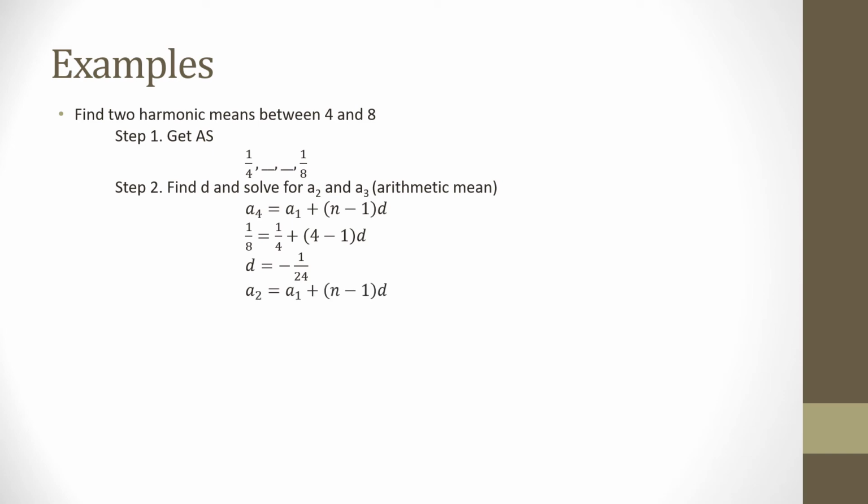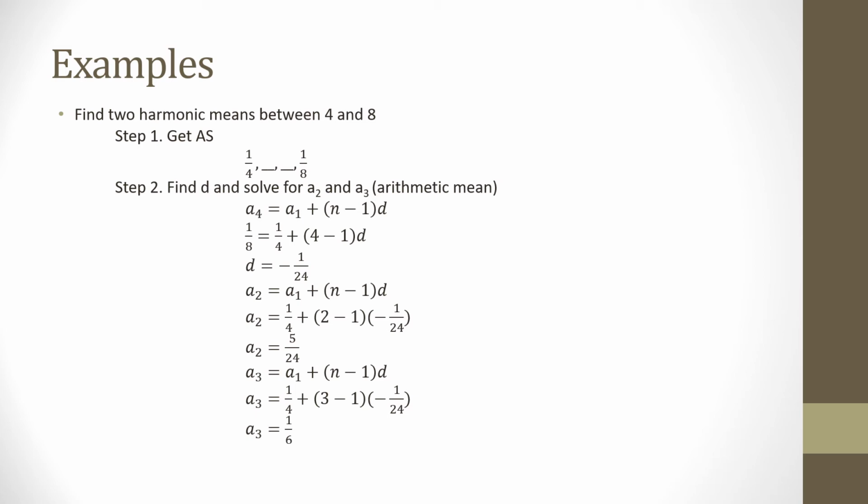So, after getting that, you can solve for A2 and A3 na. Okay? So, using the formula pa rin, a of 2 is equal to a of 1 plus n minus 1 times D. A of 2 is what you're looking for. A of 1 is 1/4. N is 2. D is negative 1 over 24. So, calculating that, it will give you 5 over 24. And the next is a of 3 is equal to a of 1 plus n minus 1 times D. Ayan. So, a of 3 is equal to 1/4, and then n is 3, D is negative 1 over 24, and then a of 3 will be equal to 1 over 6.